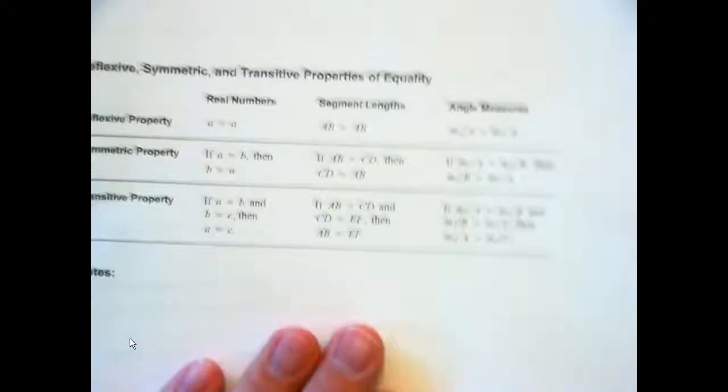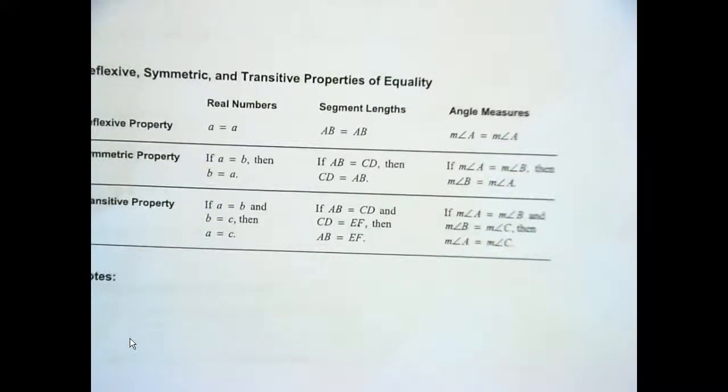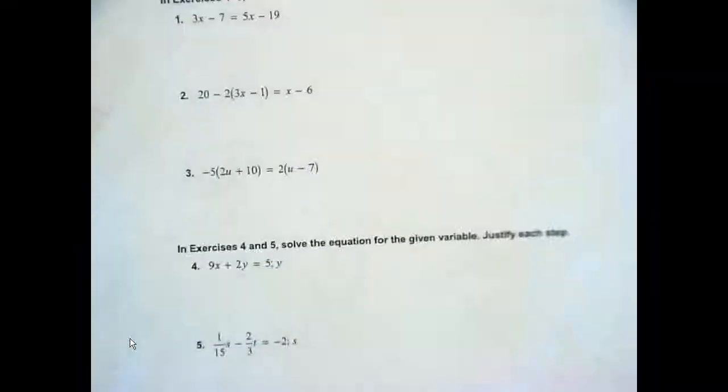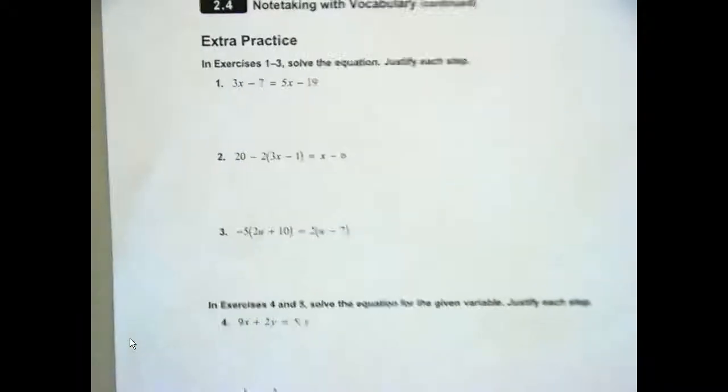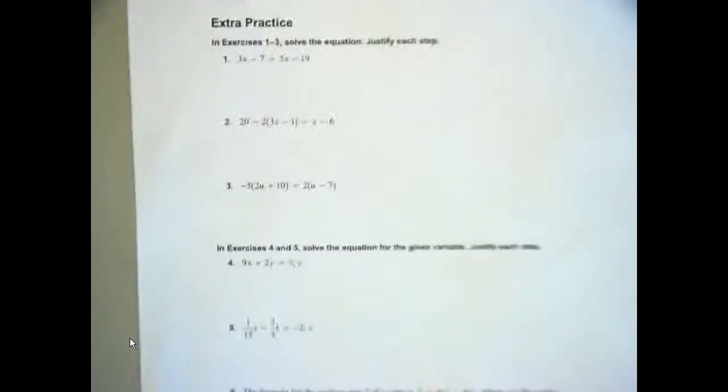Right now, I want you to take a look at your student journal, page 53, and work through, just kind of look at these, 1 through 3, in your student journal. Okay? Page 53 of your student journal, 1 through 3. Solve the equation. Justify each of your steps using your property.